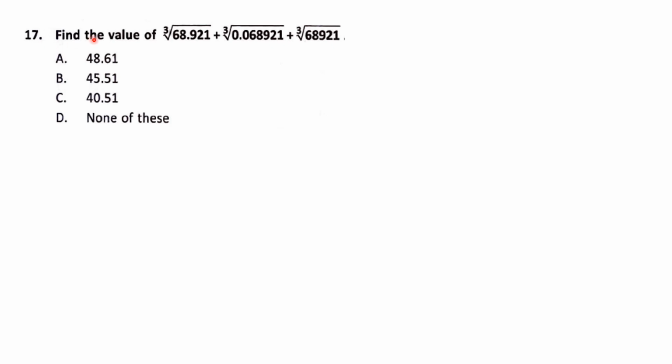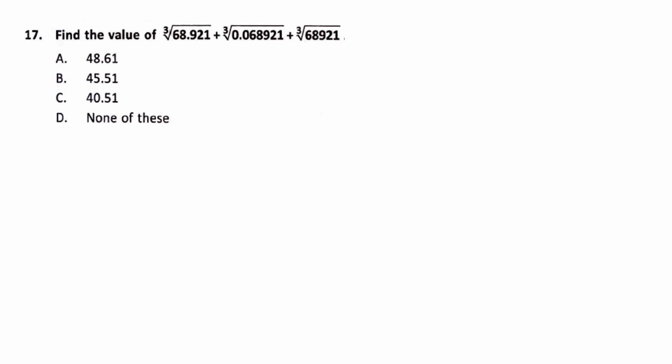Question number 17. Find the value of this. If you see these cube roots, it will look a little complicated. But if you concentrate, all the numbers are the same, just they have some decimal point in the first two numbers, isn't it? So what we will do, we will first find the cube root of this. Cube root of 68,921.